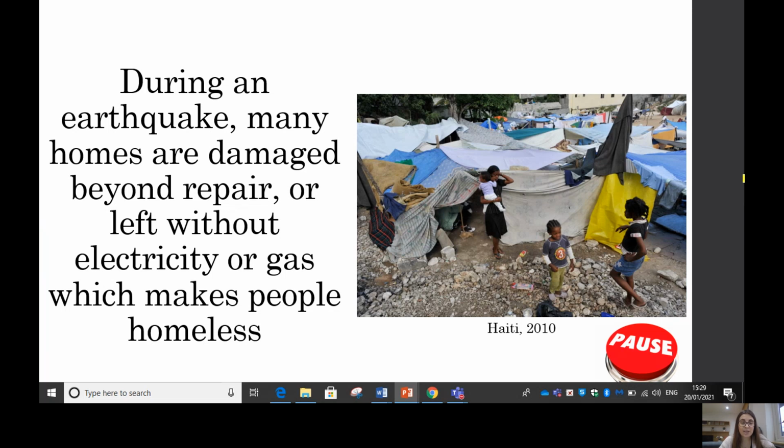Yes, well done. It is a human effect. So human effect, because as I said earlier, a human effect is to do with man-made things, which like homes and electricity and gas are not natural.